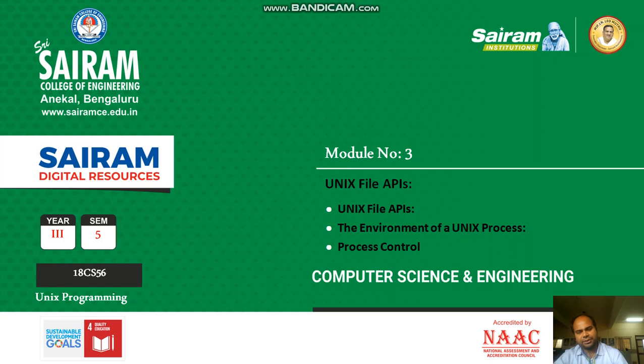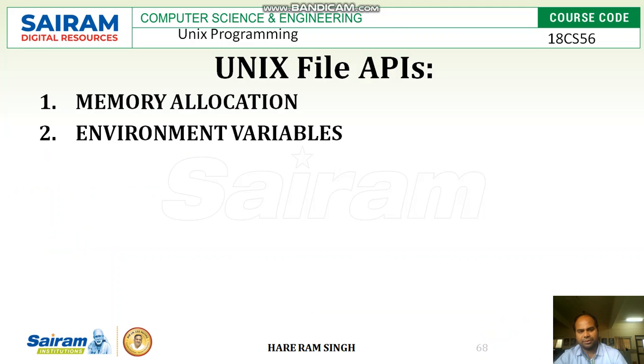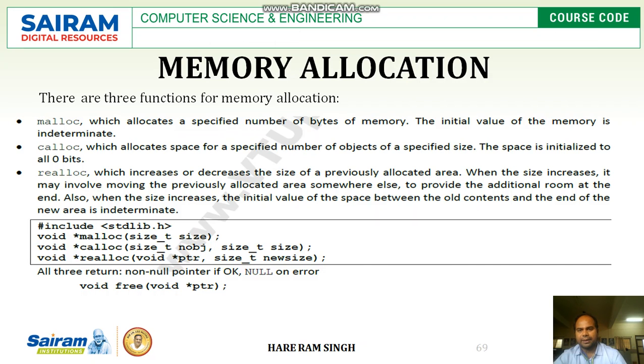Dear students, let us continue the third module. The next topic which we are going to study in this module is memory allocation, and the second topic is environment variables. So let us see the different memory allocation functions we have in the Unix operating system: malloc, calloc and realloc. You must have studied them in your data structures course also.